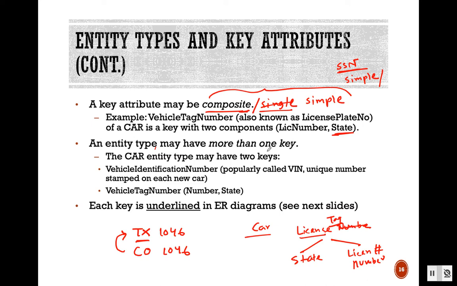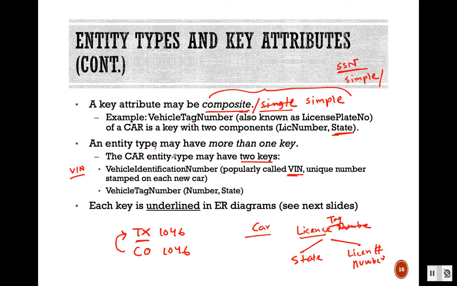An entity type may have more than one key. For example, the car entity may have two keys. The vehicle tag number, which is the combination of state and license number, and also a VIN. Each car has a VIN number, which is unique for each vehicle. We are generally familiar with the vehicle tag number, by which we can easily identify each vehicle, but the VIN is a large number, a unique number stamped on each new car, which is not easy to remember. But still, the VIN is unique for each car.